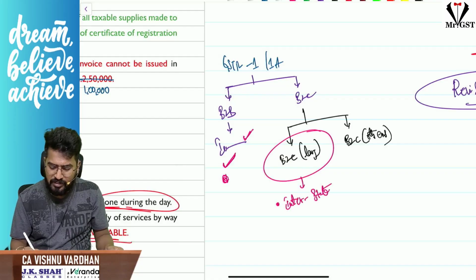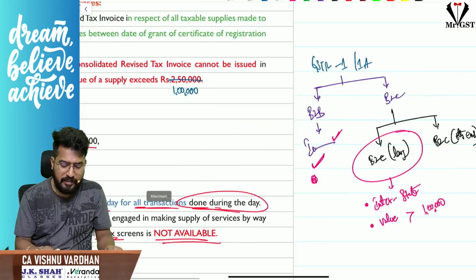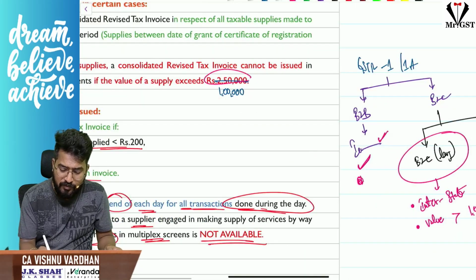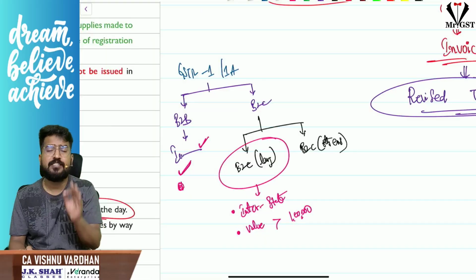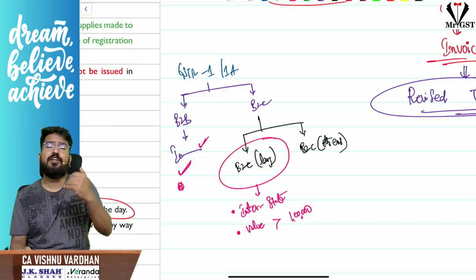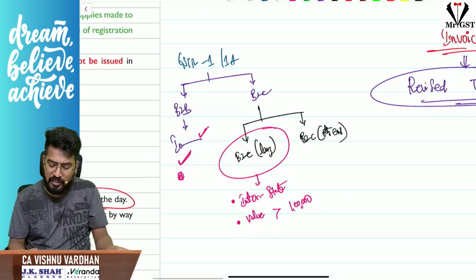Interstate supply invoice with value greater than 1 lakh. Earlier it was 2,50,000. Now it is 1 lakh. B2C large invoices means interstate supply to an unregistered person where value is exceeding 1 lakh. That is B2C large invoices.